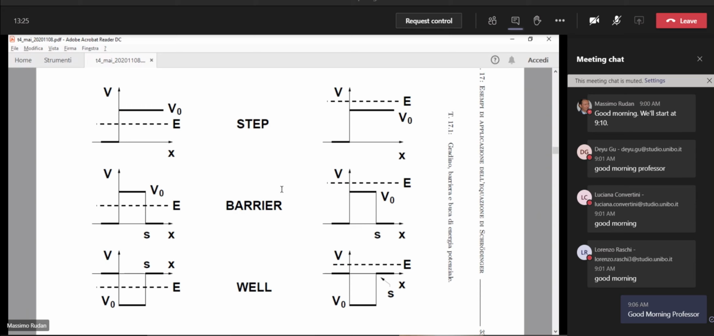Today we shall see another example in which the form of the potential energy is not piecewise constant. This example is extremely important because there are many applications of it. And the example is called the case of the harmonic oscillator.